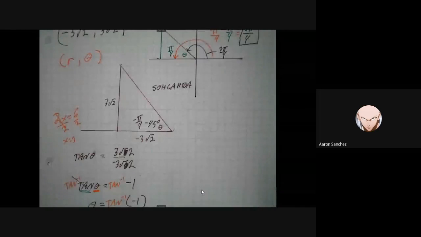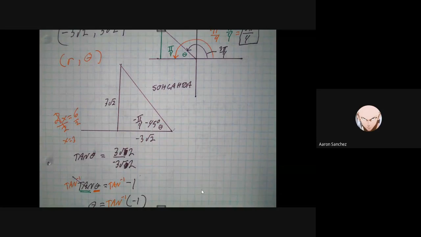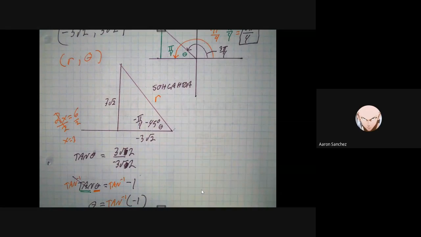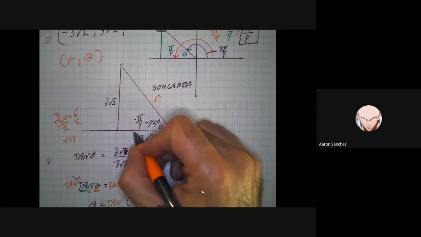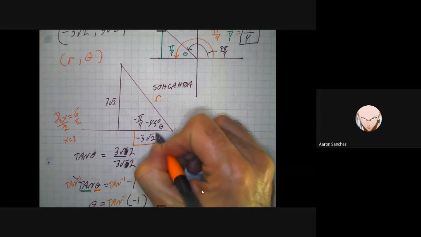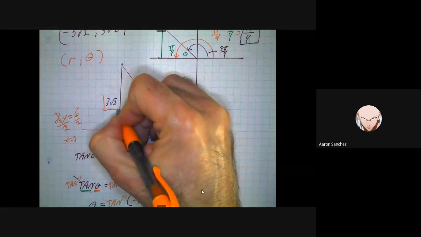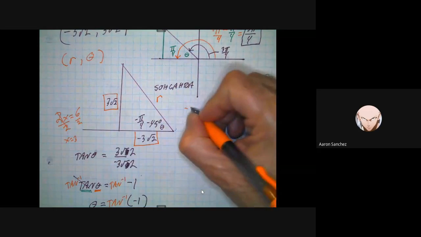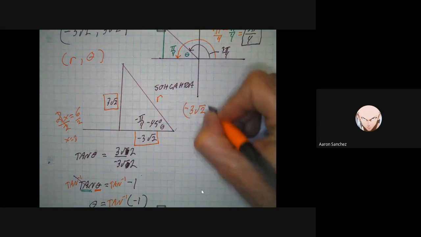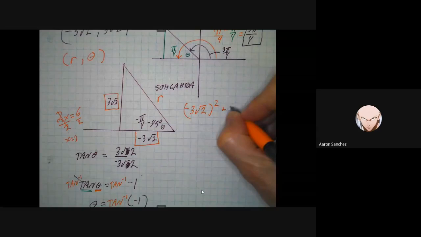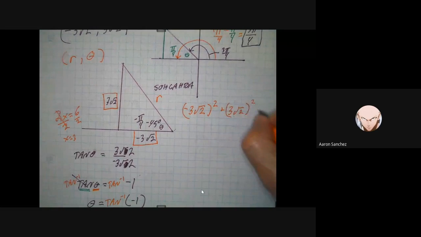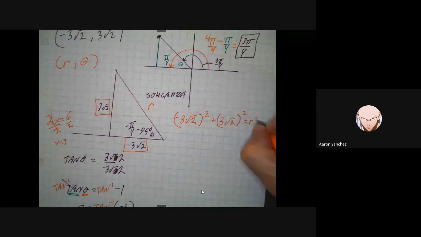Anyway, after all that, we still have to solve for the radius, which is this right here. Solve for the radius, okay? And that is the simpler part. We do a squared plus b squared equals r squared. A squared plus b squared equals r squared. 3 root 2 squared plus negative 3 root 2 squared equals r squared.